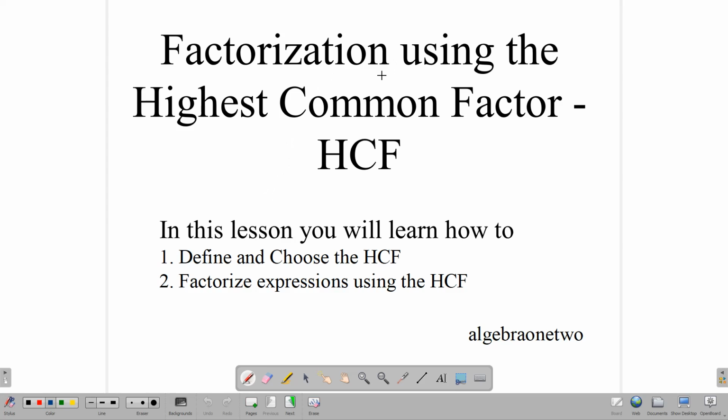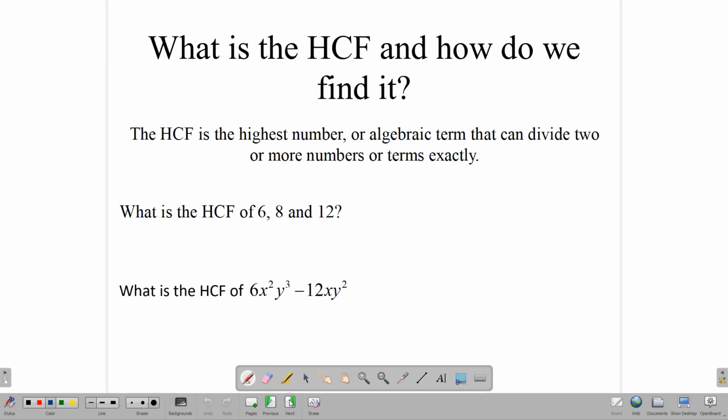Today's topic: factorization using the highest common factor, or the HCF. In this lesson, you will learn how to define and choose the highest common factor, and to factorize expressions using the highest common factor. What is the highest common factor then, and how do we find it?